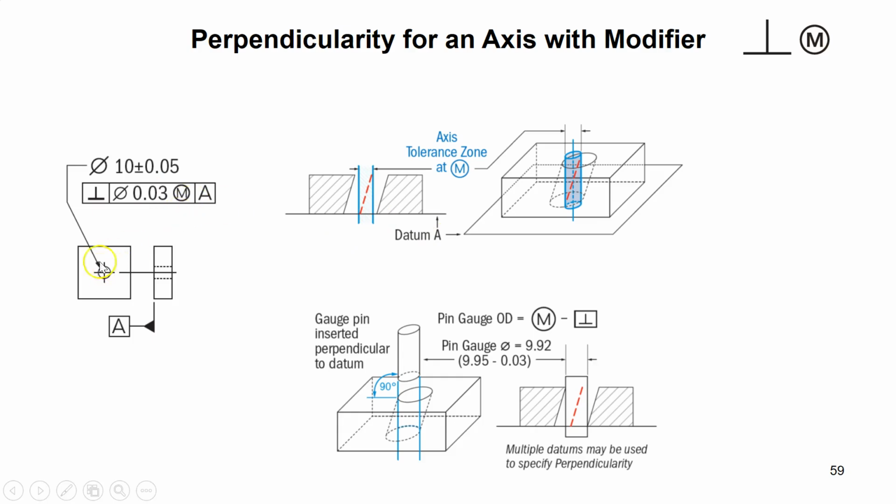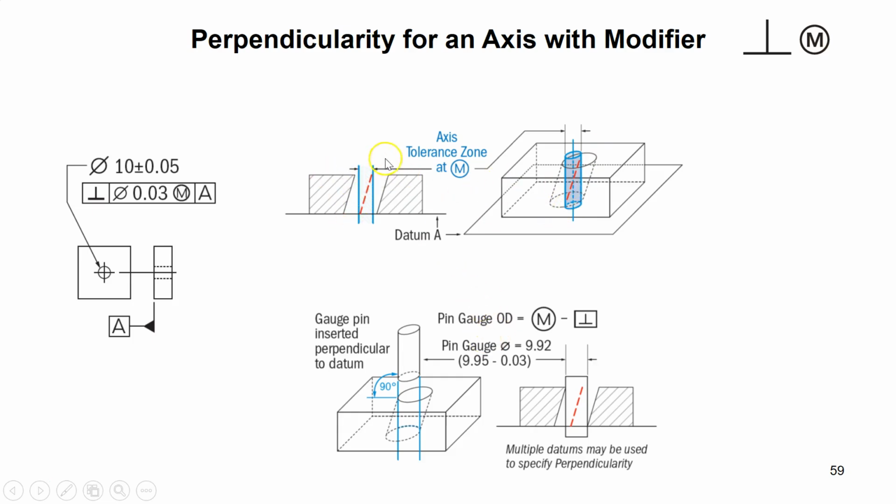Because if I want to check whether this part is made to the spec, I need a pin, and that pin has to pass through the hole to ensure that the part is in spec. The question is, what is the size of the pin that I have to consider in this case? What size of the pin should I consider? And the answer is this.